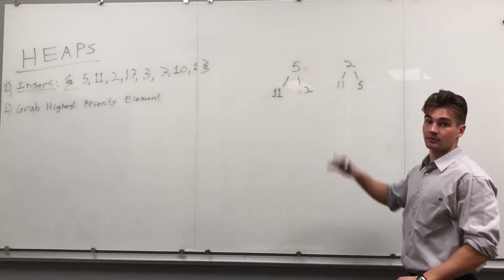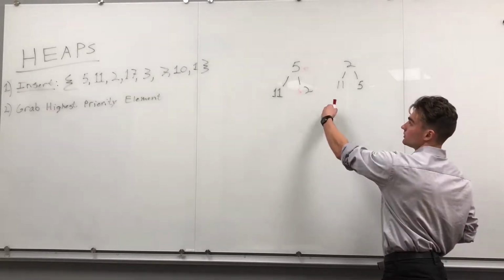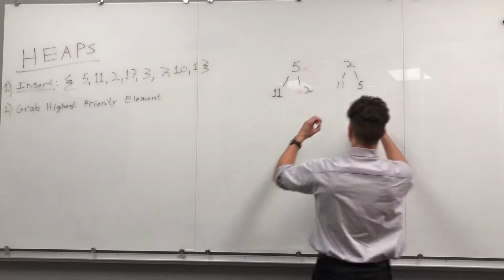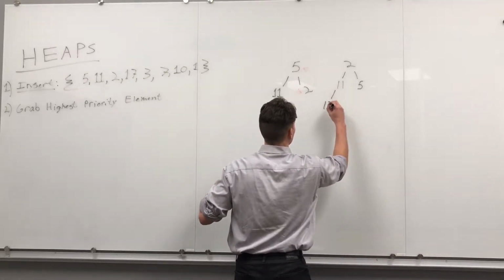Now we're going to go on to 17. We insert top to bottom, left to right, so this is our next available spot. 17 has lower priority than 11, therefore we can throw it in right there.